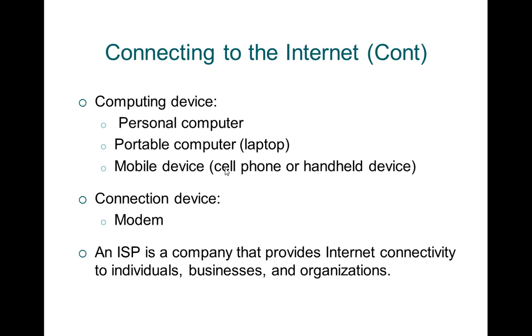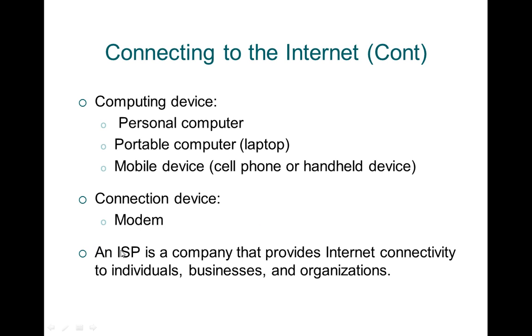So a modem basically consists of two parts, that is modulator and demodulator. Modulator converts digital data into analog data, and demodulator converts analog data back into digital data. That is the modulator and demodulator, which is the full form of modem.